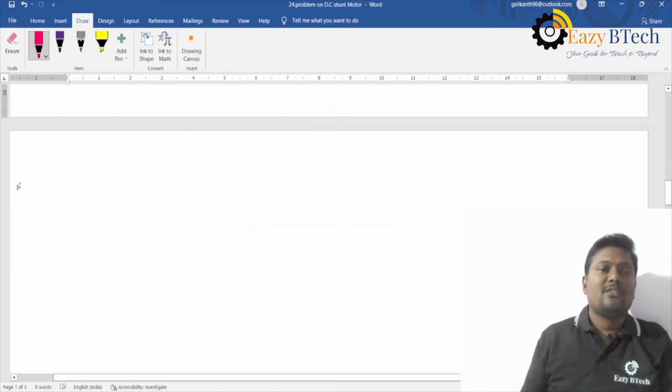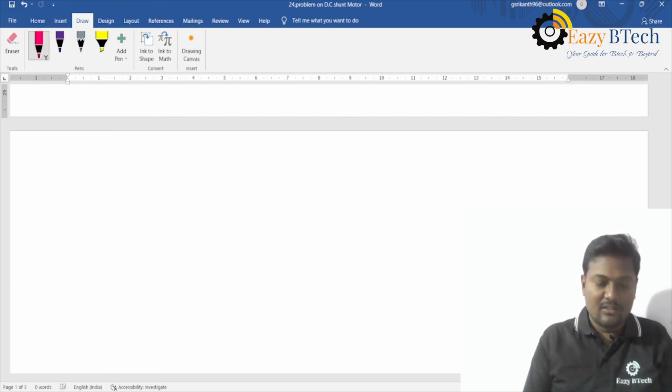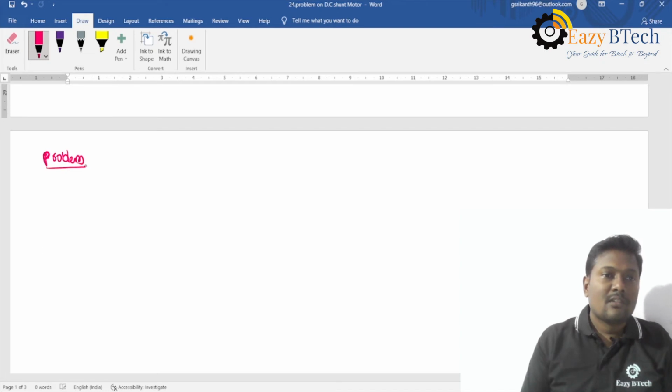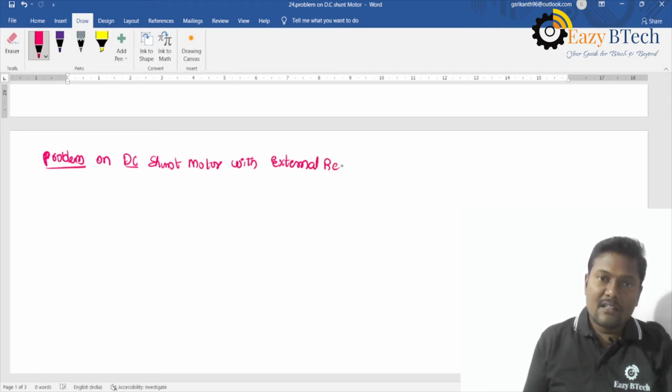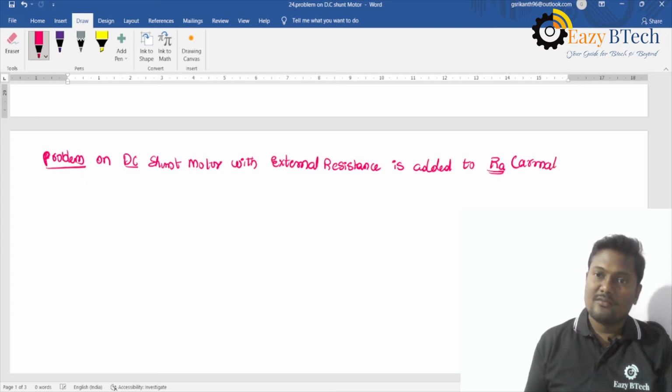Okay, so coming to the next problem. This is also a very important problem. The problem on a DC shunt motor with external resistance added to armature. So this is our concept.